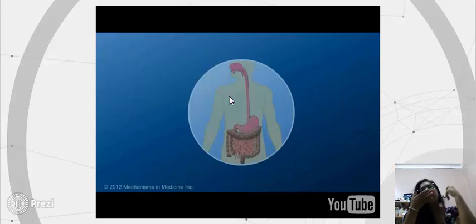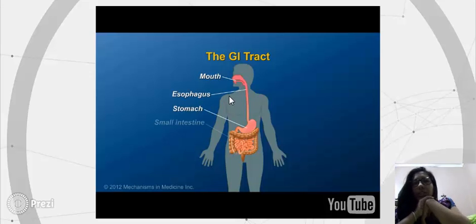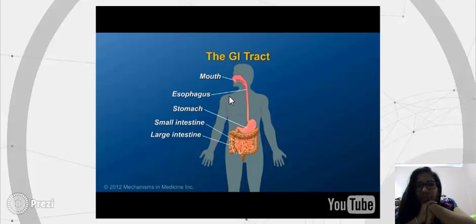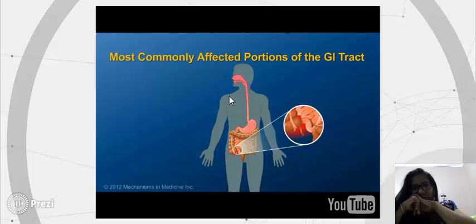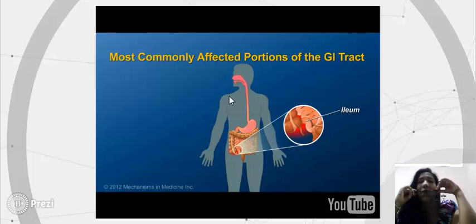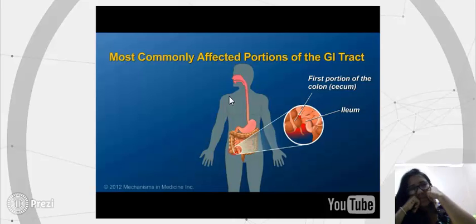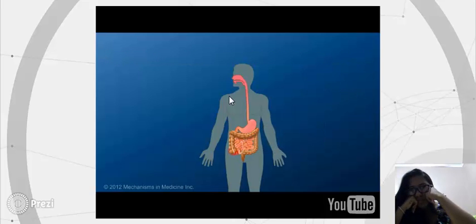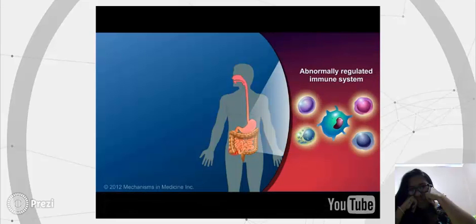The GI tract includes the mouth, esophagus, stomach, small intestine, large intestine, and anal region. Crohn's disease can affect any part of the GI tract, but the most common location is the last part of the small intestine, which is called the ileum, and the first portion of the colon, which is also referred to as the large intestine. Current thinking is that Crohn's disease is a genetic disease caused by abnormal regulation of the immune system.